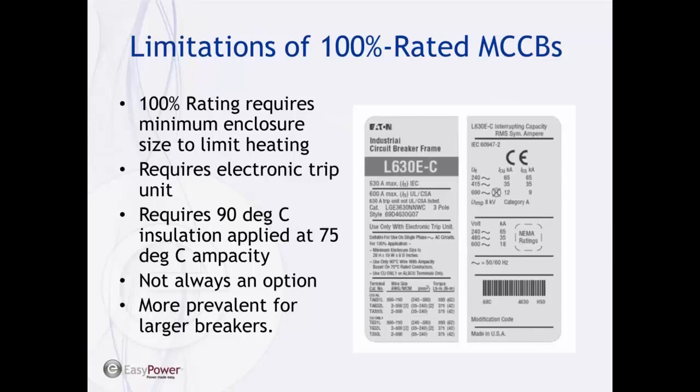So this becomes an economic analysis because of the conductor size issue. Is it cheaper to buy the bigger breaker, the 100% rated breaker, so you can use smaller conductor, or you put in the normal breaker at 80% and just go with the bigger conductor? So it's strictly really an economic analysis.